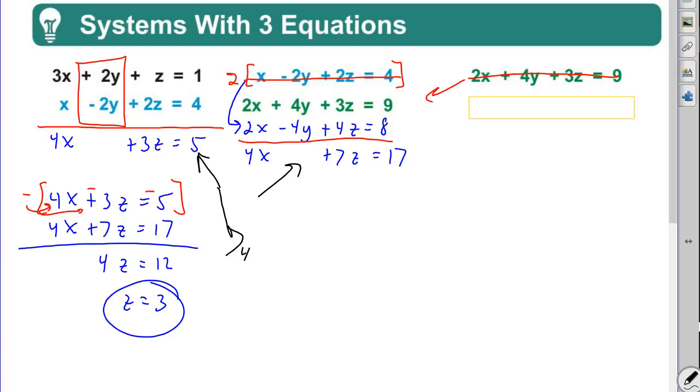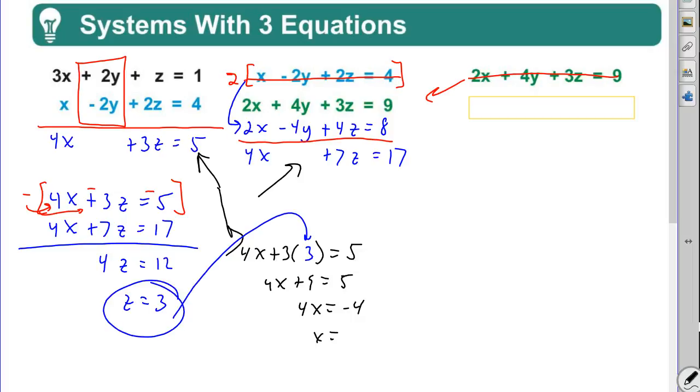So now I got 4x plus 3 times z equals 5, right? And we sub in our 3. So I get 4x plus 9 equals 5. Add a negative 9 to both sides. That's a negative 4, and x equals negative 1. Perfect. We've got two of the three values.